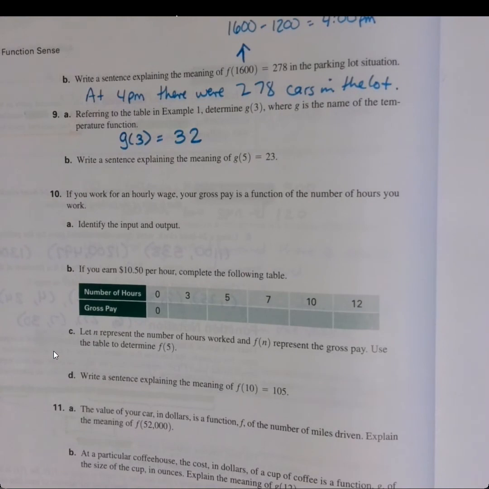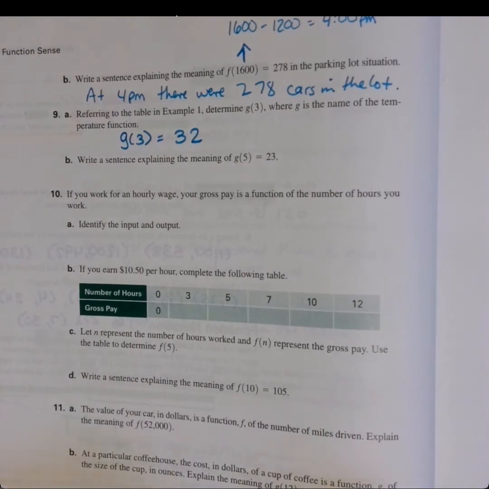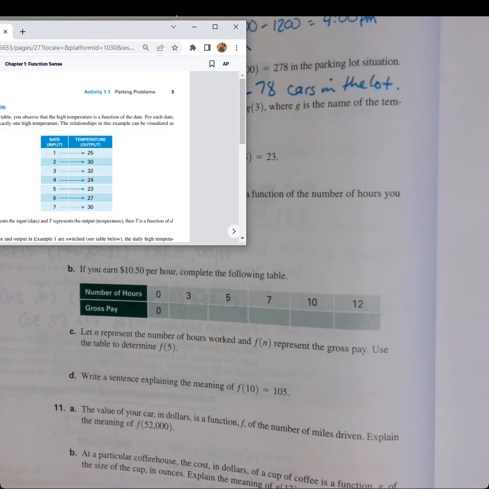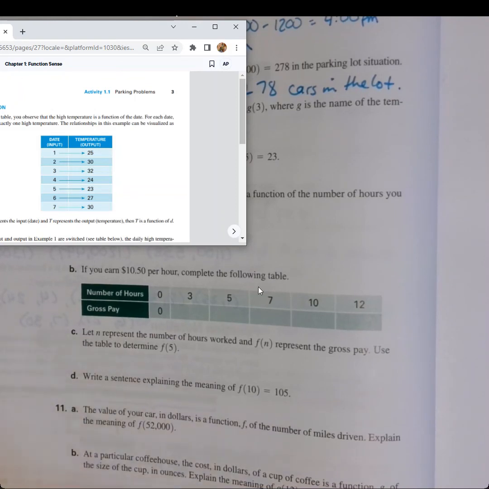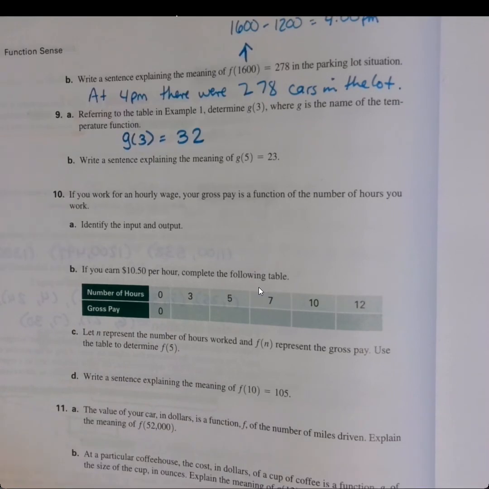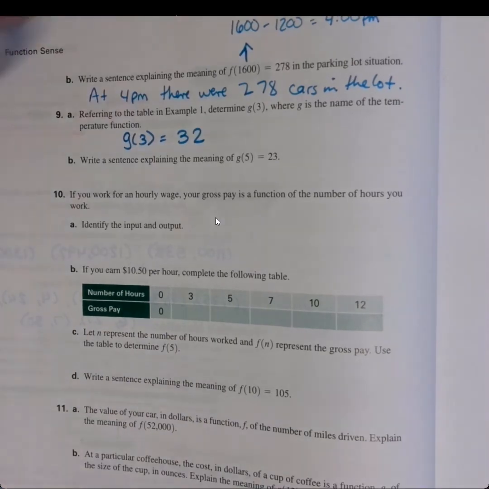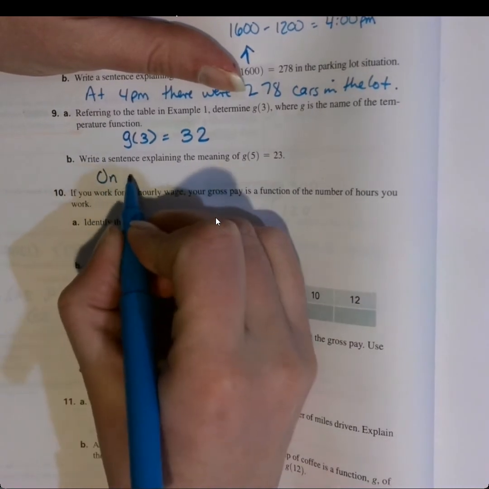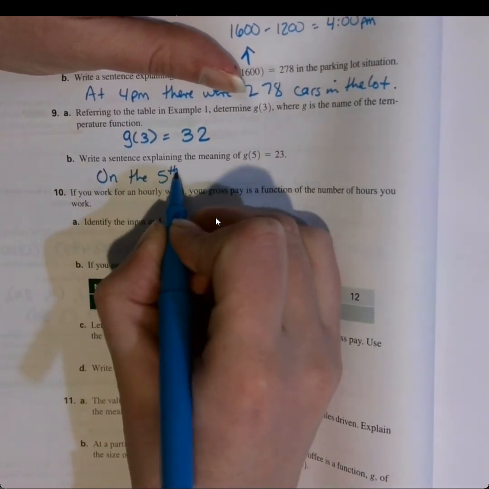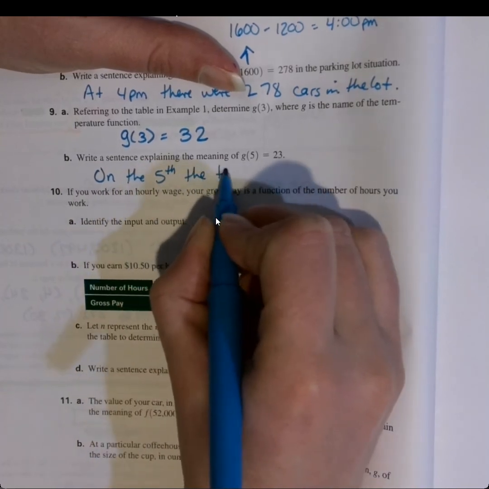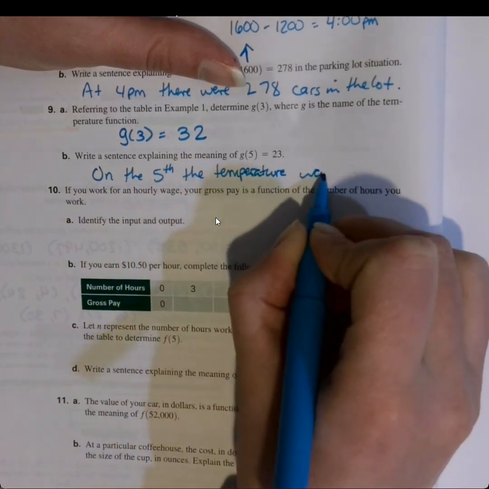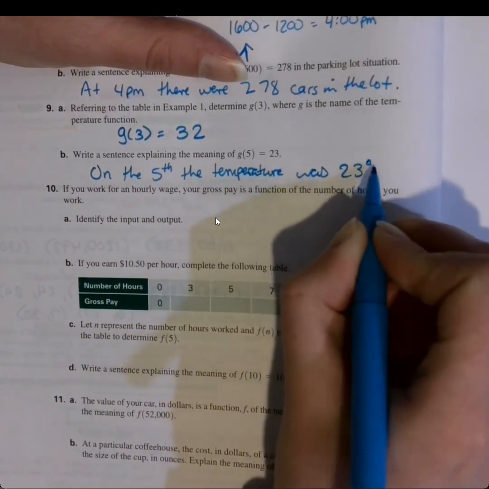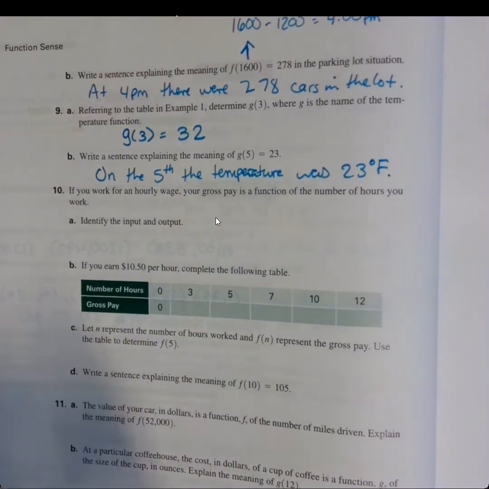Write a sentence explaining the meaning of g of 5. I'm going to look back at my function over here. G was the temperature on a given date. So on the 5th, the temperature was 23 degrees. So the date is the 5th. So on the 5th, the temperature was 23 degrees. I'm going to assume it's degrees Fahrenheit. I believe it was from that table.